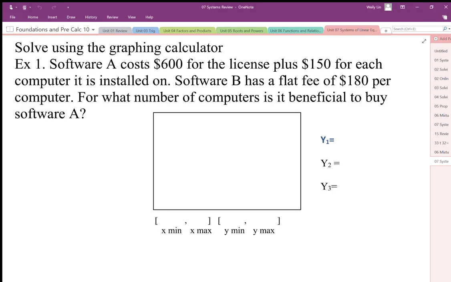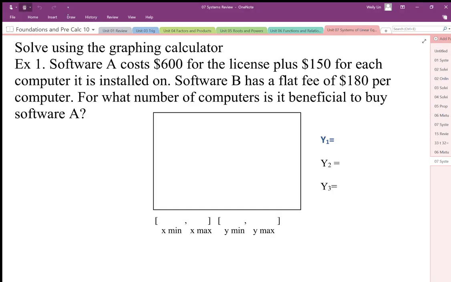So in this case, software A costs $600 for the license plus $150 for each computer installed on. Software B has a flat fee of $180 per computer. So for what number of computers is it beneficial to buy software A?